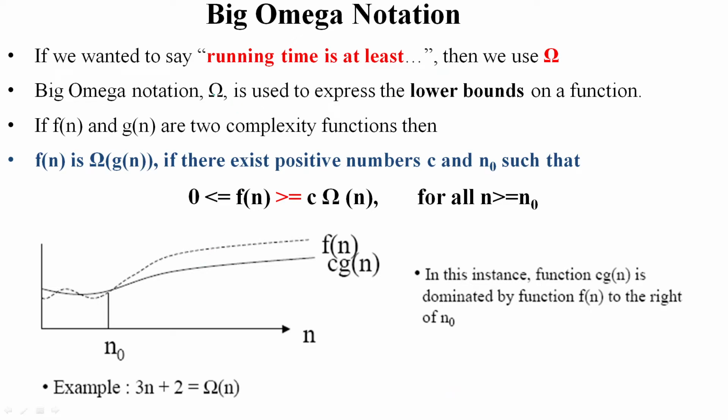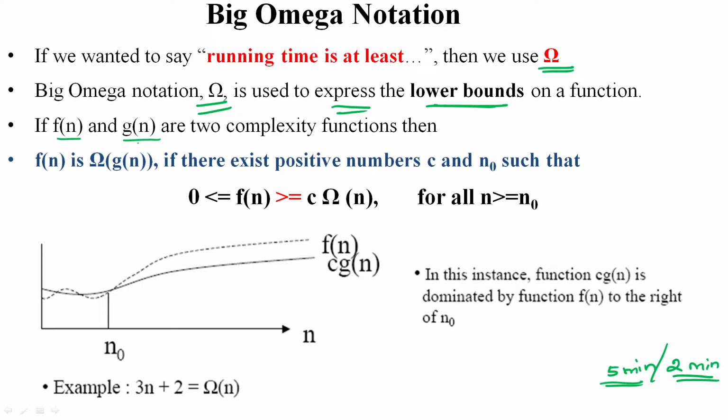Third one, big omega notation. Here, if you want to say some algorithm is consuming at least 5 minutes, or at least 2 minutes, the minimum time is represented by using the big omega notation. The big omega is the symbol which is used to express lower bounds, that means the minimum amount of time consumed by the given algorithm is represented by using the big omega symbol.